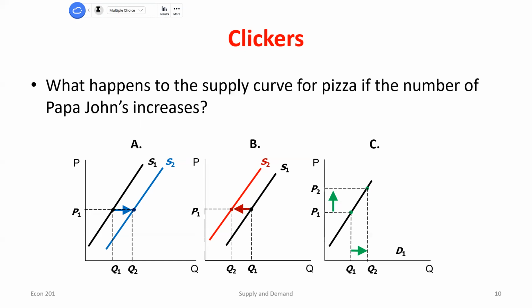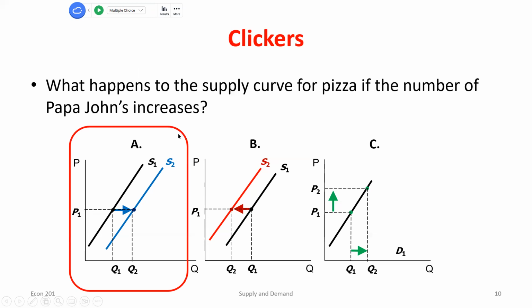So which one of these should I expect to see? A. If I have more suppliers, then when I'm coming up with my market supply curve, I'm adding up more individual supply curves. It's going to make my market supply much higher. At the same price, I'm going to see much higher quantity supplied when I have more people producing or supplying it.